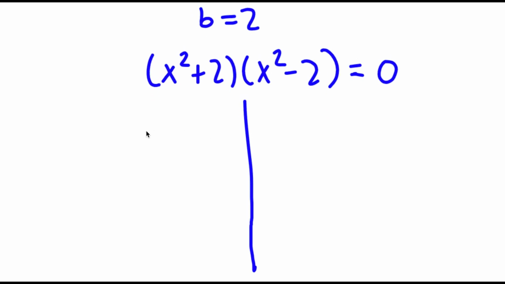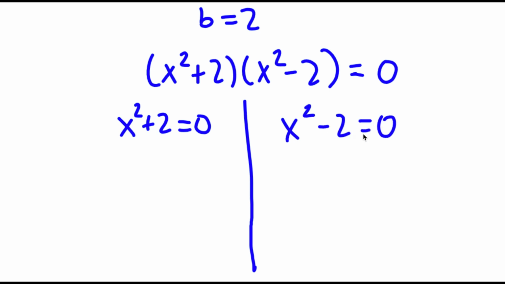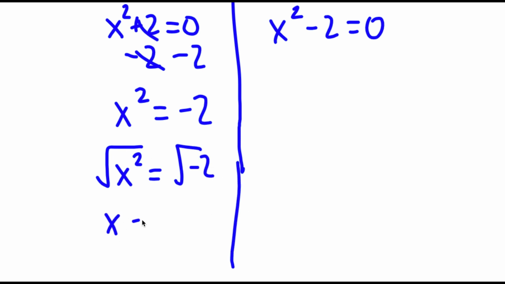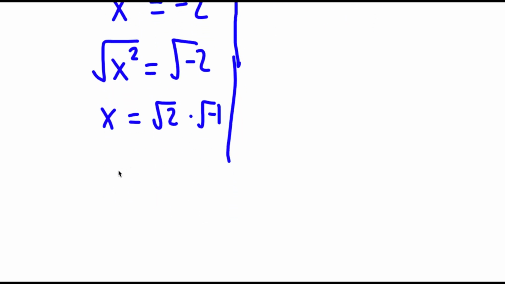So now this gives me two equations. I have x squared plus 2 is equal to 0, and x squared minus 2 is equal to 0. So for x squared plus 2 equals 0, I can subtract 2 on both sides, so then these two cancel out, and I have x squared is equal to negative 2. So now to solve this, I'm going to take the square root on both sides. Square root of x squared is x, and the square root of negative 2 is the square root of 2 times the square root of negative 1. Now if you guys already know, the square root of negative 1 is equal to i. So I have x is equal to positive or negative the square root of 2i.